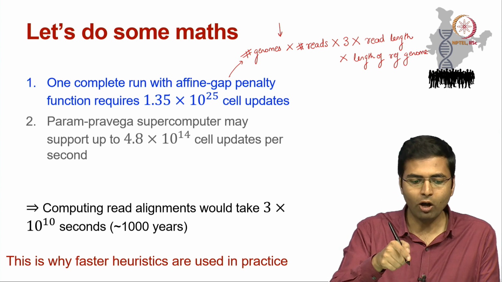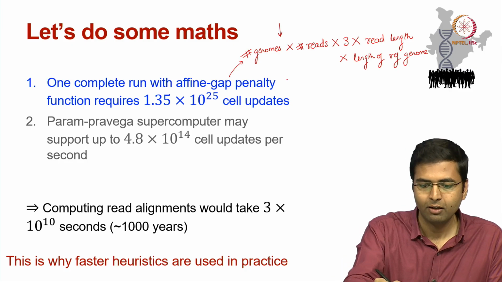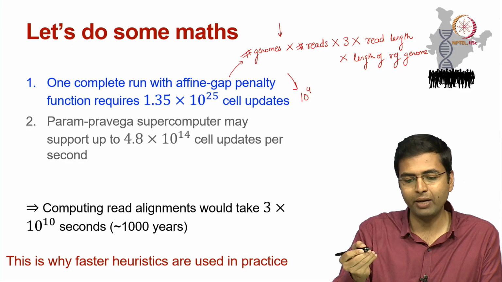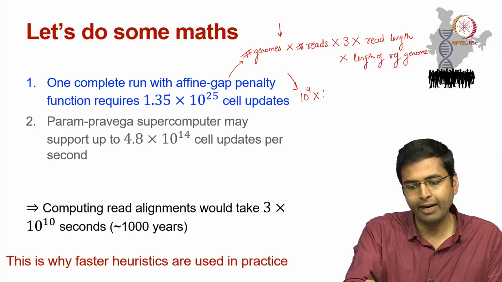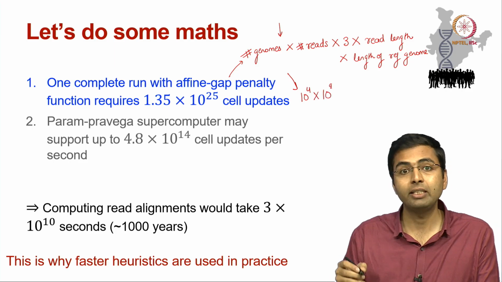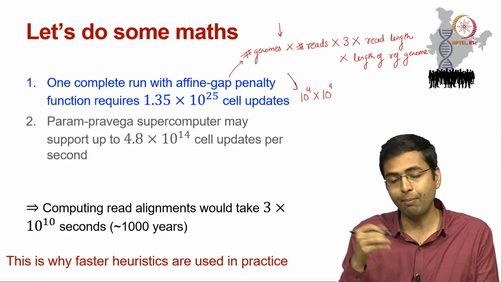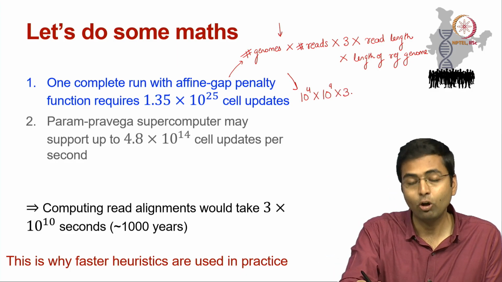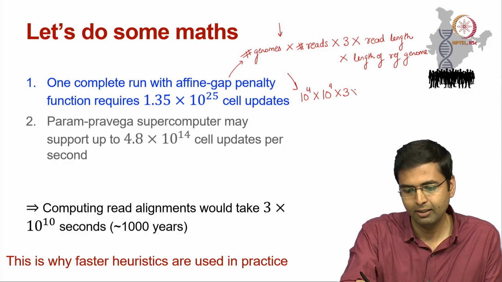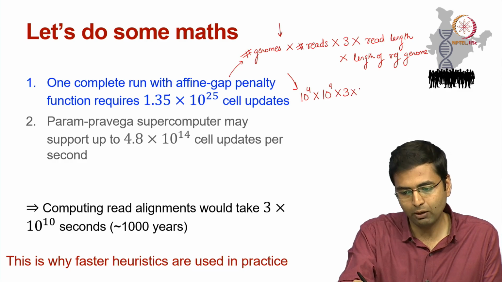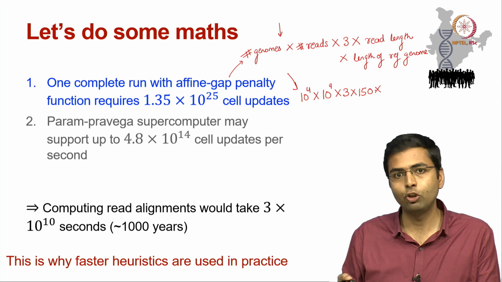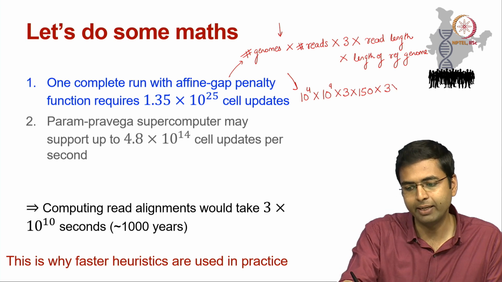So, if we put all the values here, what you can do is, 10 raised to power 4, because that is the number of genomes we have, then 10 raised to power 9, because each genome will have about a billion reads, times 3, because we are filling 3 tables, times read length, that is 150, and the length of reference genome, that is 3 billion bases.